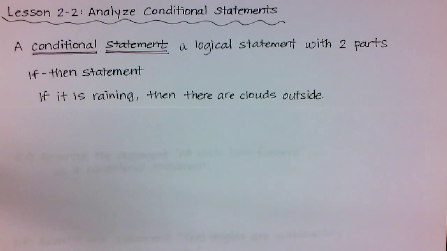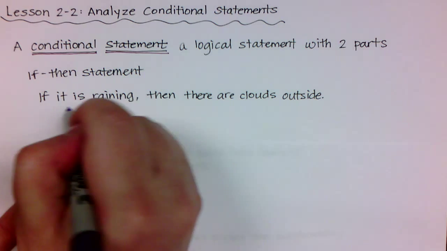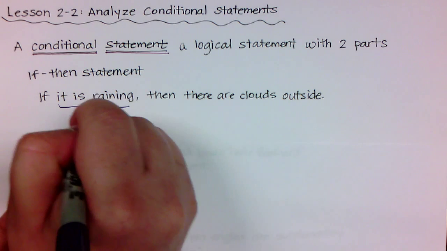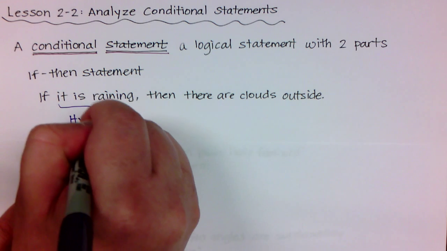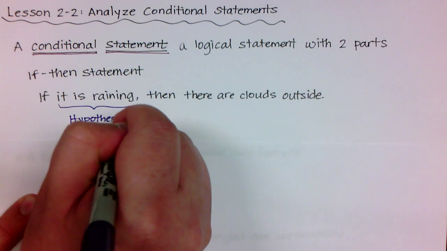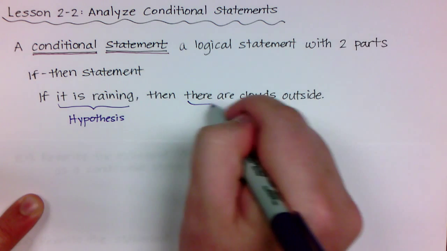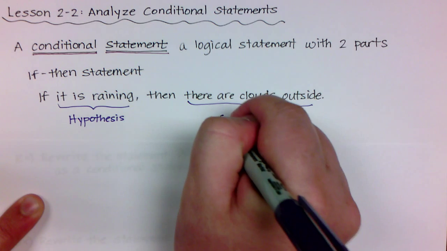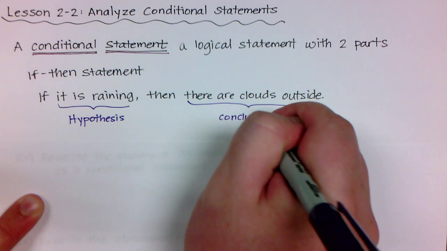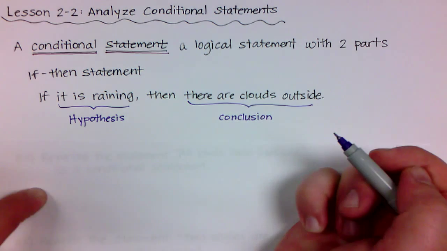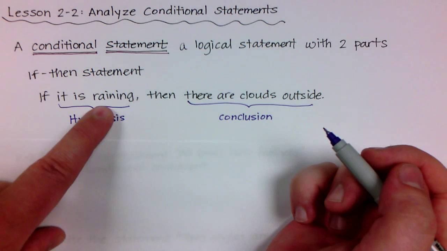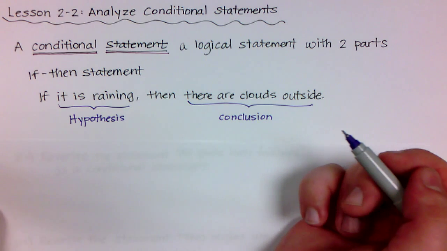So I have two parts from my statement. We're going to underline the hypothesis. It's this part right here in the front. It is raining. This is our hypothesis. And the second half, there are clouds outside, is the conclusion. And we made a condition. If it is raining, then there are clouds outside.